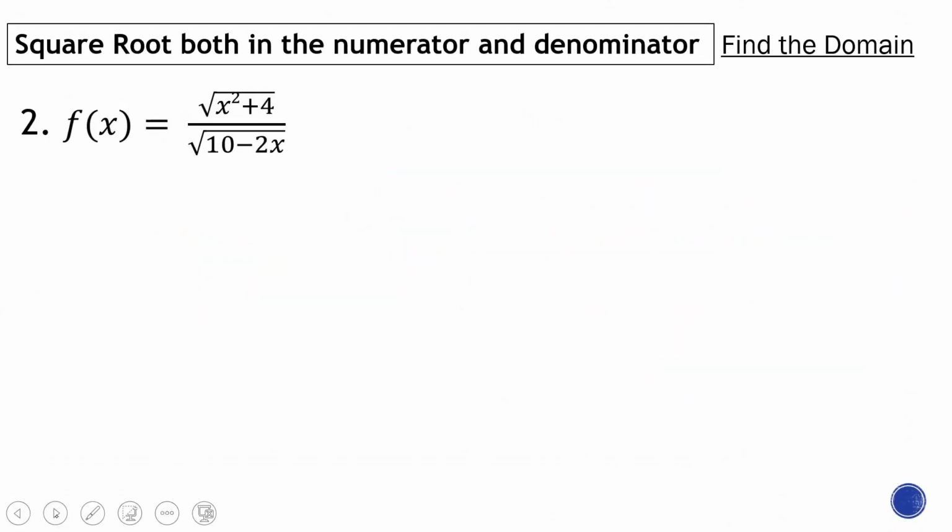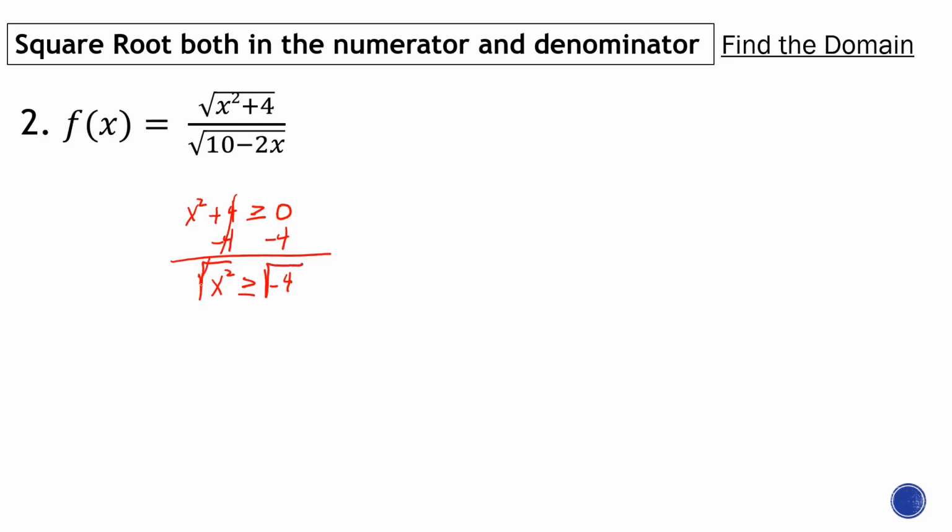Let's go to the next example. We have x squared plus 4. So x squared plus 4 is greater than or equal to 0. We subtract 4 on both sides. Therefore, x squared is greater than or equal to negative 4. And then we take the square root of both sides. And of course, we already know the square root of negative 4 is an imaginary number. It's not a real number. So which means that the domain of our numerator will just be from negative infinity to positive infinity. Okay, we're talking about the domain of the numerator.